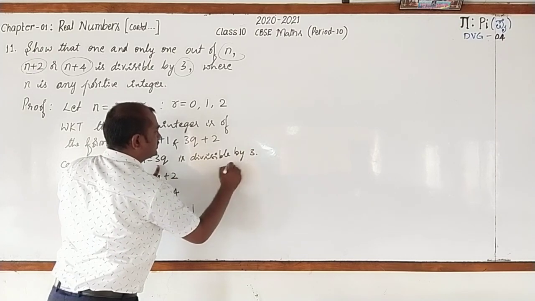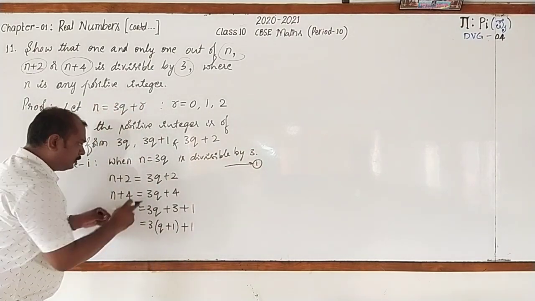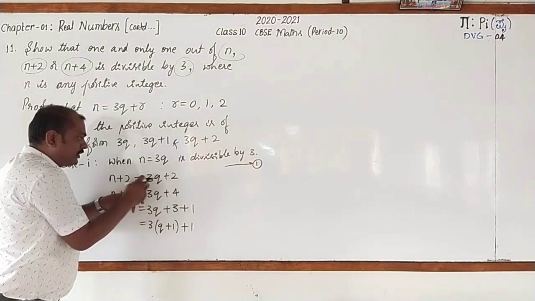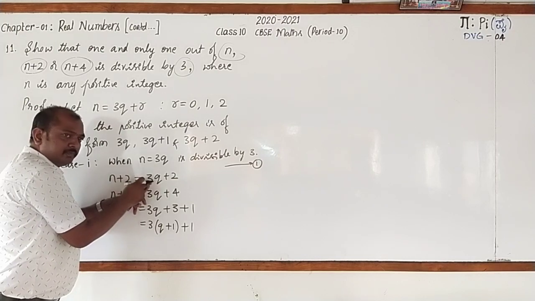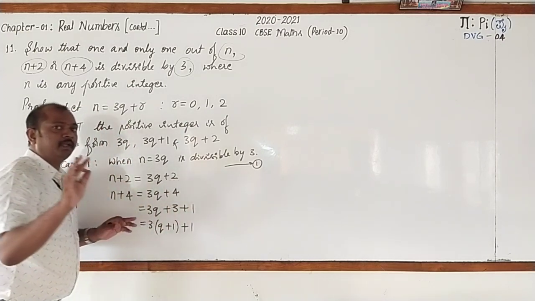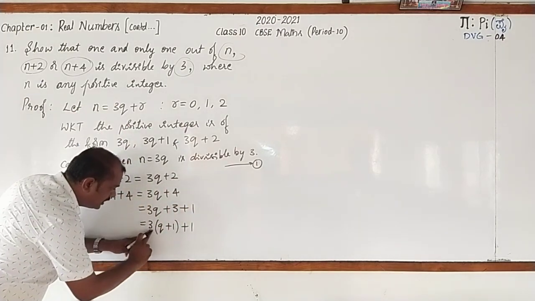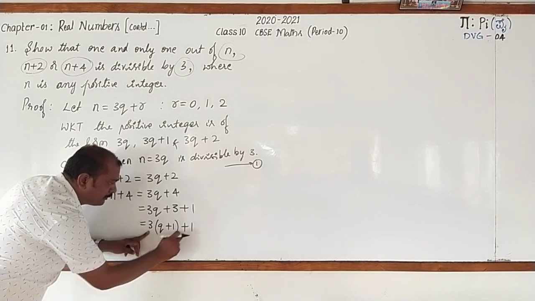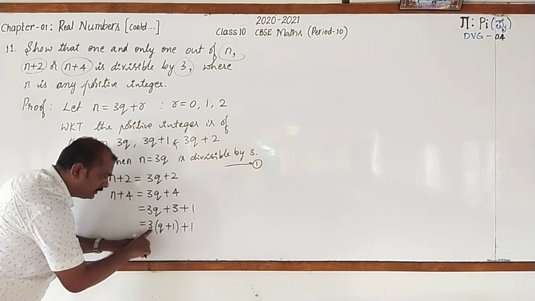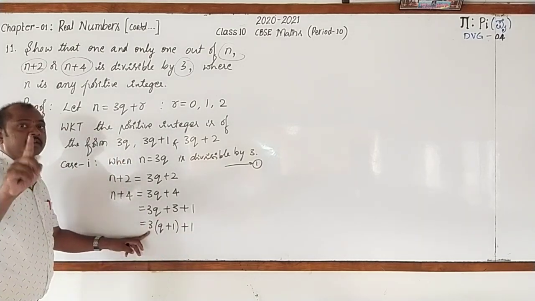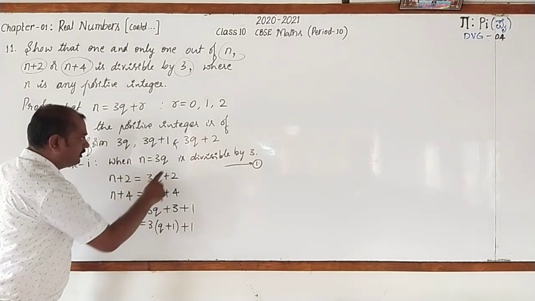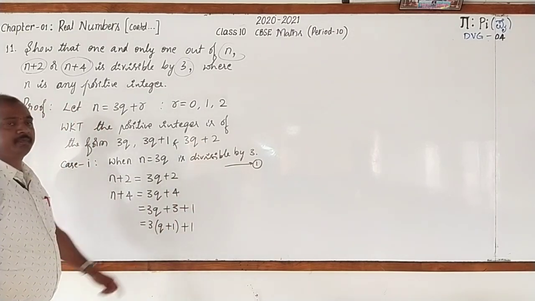I call it as statement 1. Then what do you say about 3q plus 2? Look here. The meaning of this is, when a number is divided by 3, it leaves the remainder 2. Hence, it is not divisible by 3. Next, here see that multiple of 3 plus 1. This number n plus 4 is divided by 3, leaving the remainder 1. Hence, it is also not divisible by 3. Clear? Out of these 3, 1 is divisible by 3.